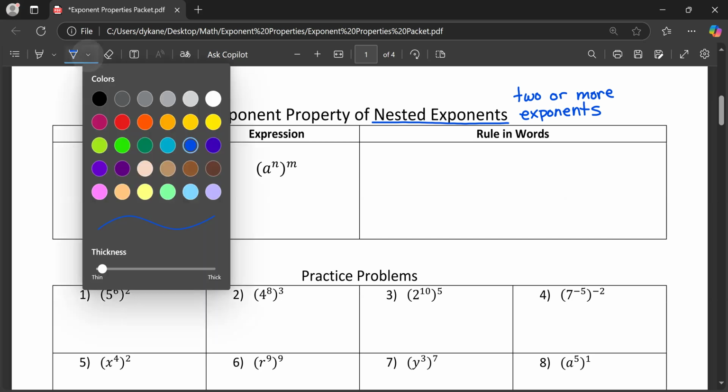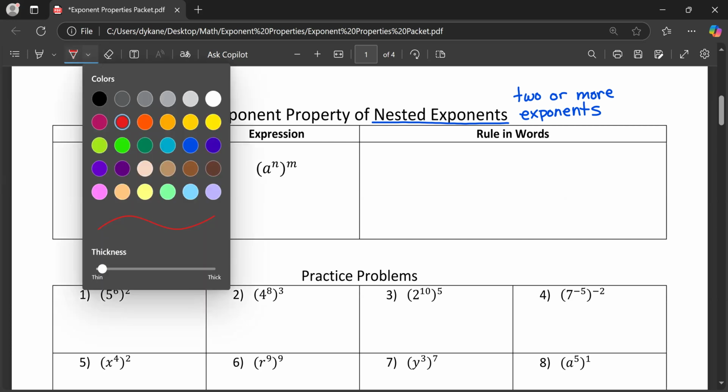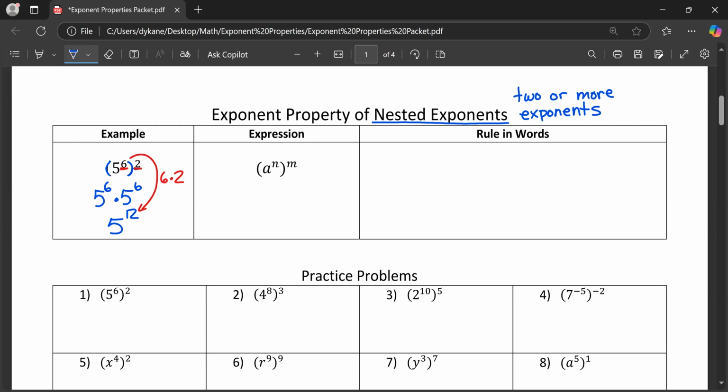The cool thing we're going to learn is there's a shortcut. If you notice my 2 exponents, I have 6 and 2. So how can I go from 6 and 2 straight to 12? Well, we just multiply them together. 6 times 2. So that gives us a little shortcut. Now when we look at our expression, I have base a, so my base is going to stay the same. And my exponents are n and m. So I'm going to multiply those two together because I have a to the n raised to the m power.